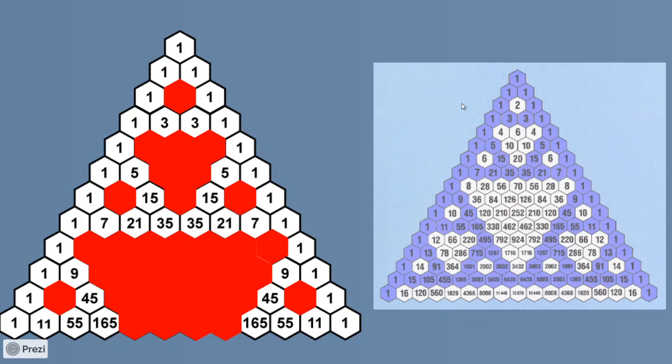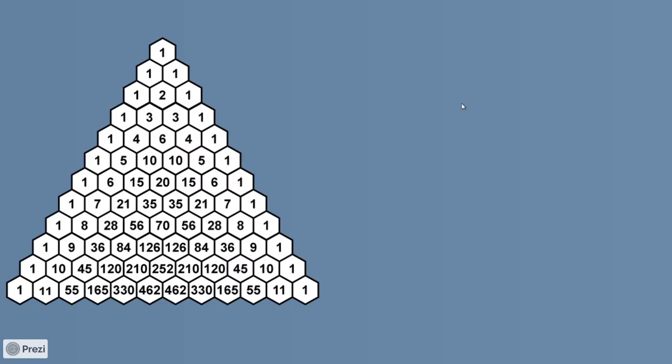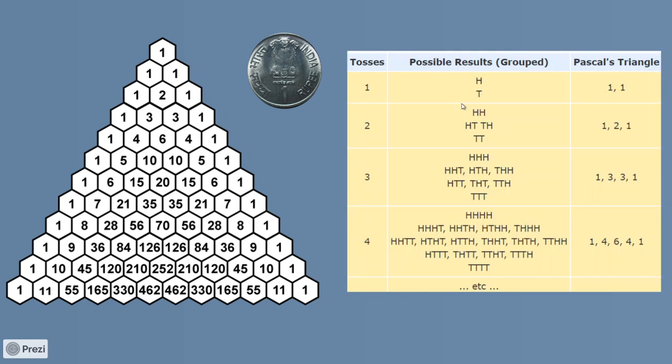Now, that is not all yet. Let us come back. Wonder number 5. Again, the Pascal's triangle. Take a coin. Now it's the time of a coin. So toss a coin. And what do you get? You get, of course, heads and tails. So this is a group. This is all the probabilities. I have just grouped them up.